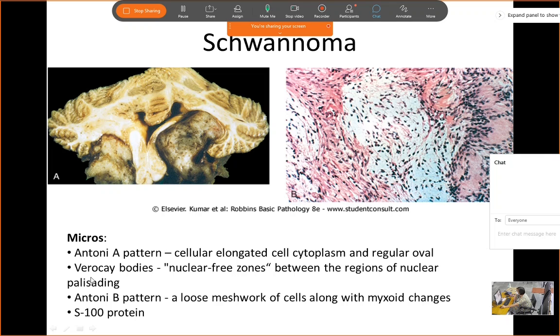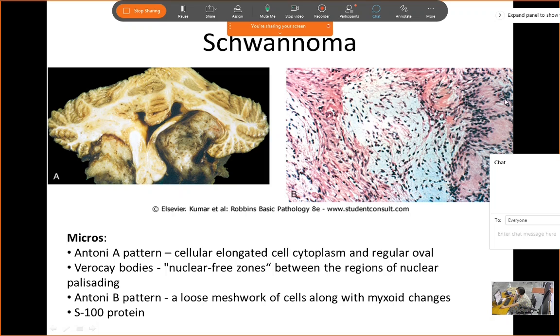Another thing which is extremely important, which is asked as objective question, is Verocay bodies. What is a Verocay body? These areas which are pinkish here, you can see that there is palisading of these nuclei here. Okay, so this palisading of nuclei on this side and that side, it leaves a nuclear-free zone. This pink nuclear-free zone is the Verocay body. The whole thing is not a Verocay body.